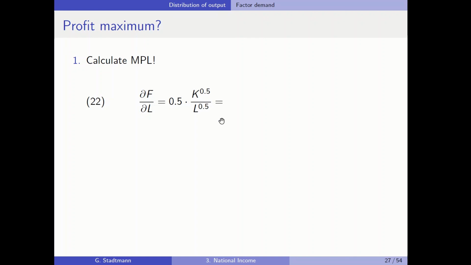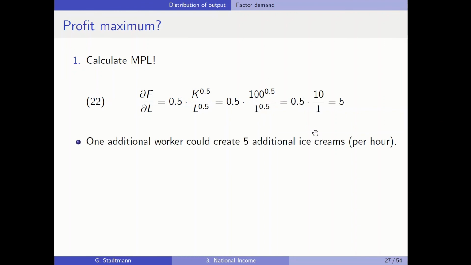A derivative of the production function with respect to L gives you this relationship here. And now we have to plug in the numbers. We have 100 capital units and 1 labor unit. When we take the square root here and there, we get 0.5 times 10 over 1. So the marginal productivity of labor is equal to 5. And this has to be interpreted in the following way. One additional worker could create 5 additional ice creams per hour.